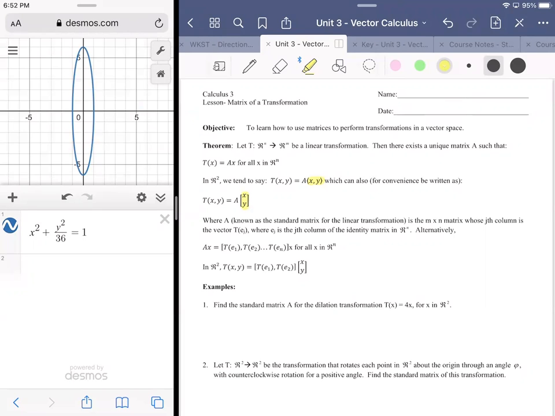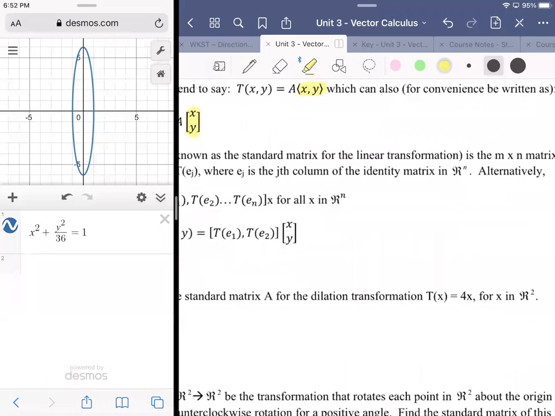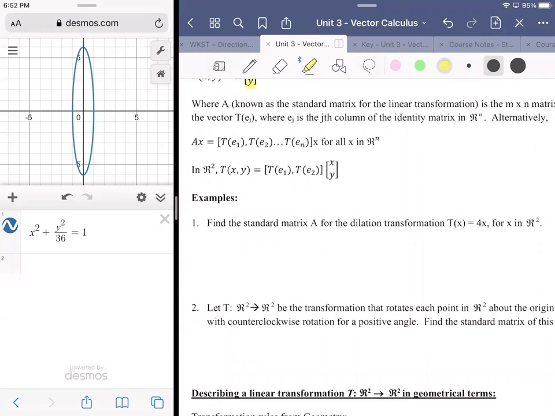All right. So for number 1, it says find the standard matrix A for the dilation transformation, T of x is equal to 4x for x in R2. All right, so I'm just going to draw a quick sketch here. These sketches aren't going to be as complicated as what we did on the previous page, but it's really the idea that if you have some sort of vector in two-dimensional space, because it says in R2, we're working with, assuming, the xy coordinate plane.